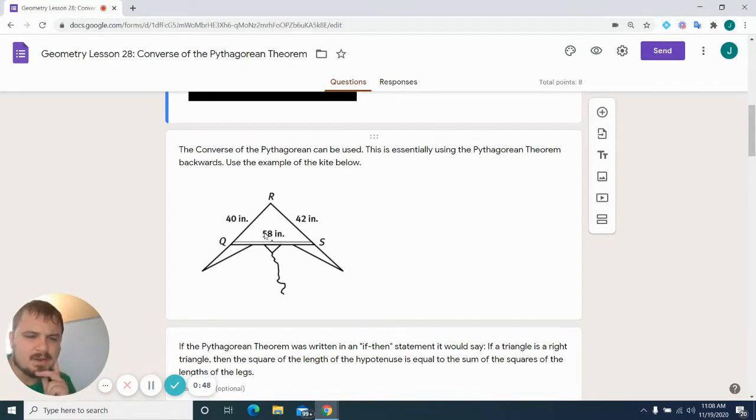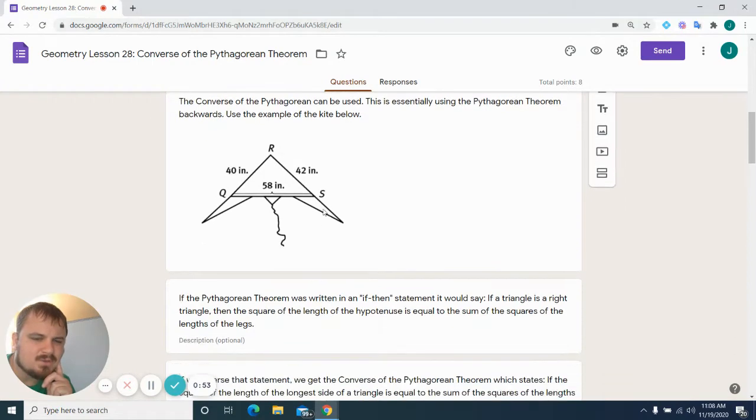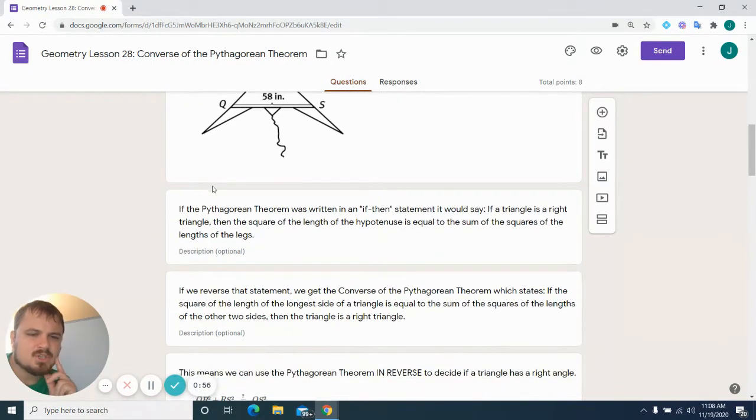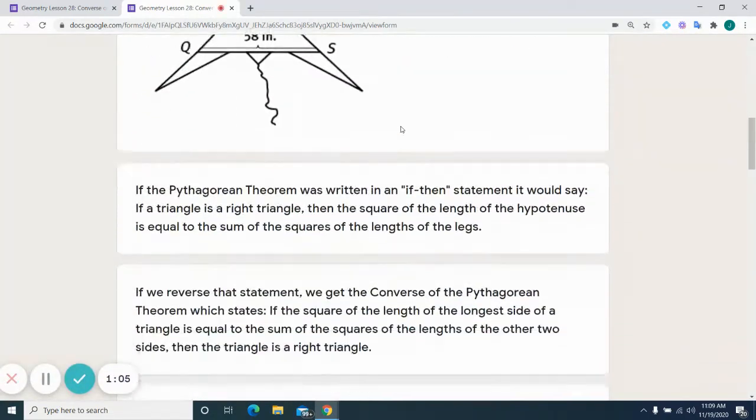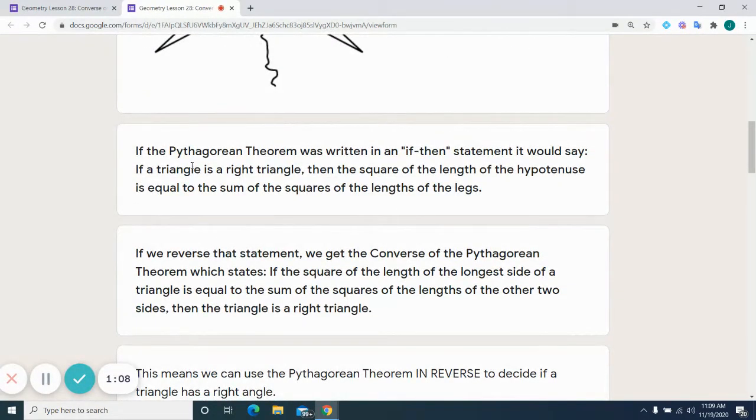We're going to look at this kite right here. This will be what we use for the first example. So let's start with this. If you write the Pythagorean theorem as an if-then statement, it would say: if a triangle is a right triangle, then the square of the length of the hypotenuse is equal to the sum of the squares of the lengths of the legs. Or in other words, if it's a right triangle, a squared plus b squared equals c squared is going to work. They'll equal each other.